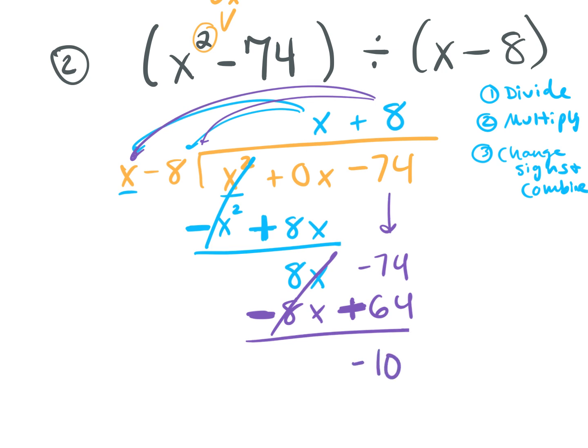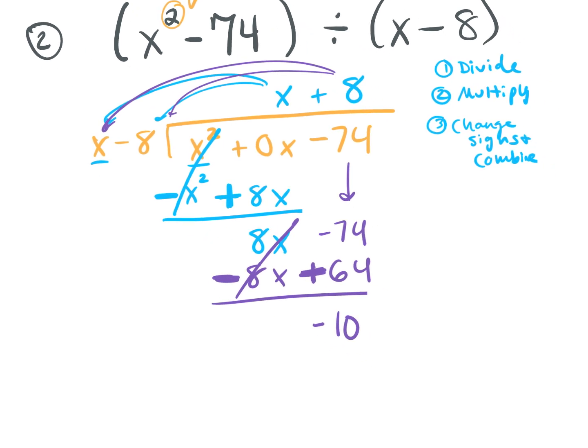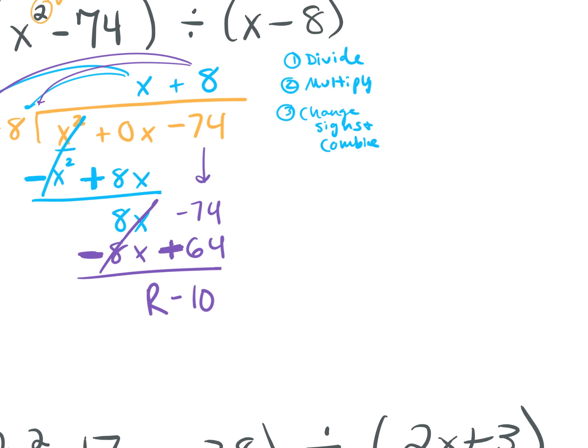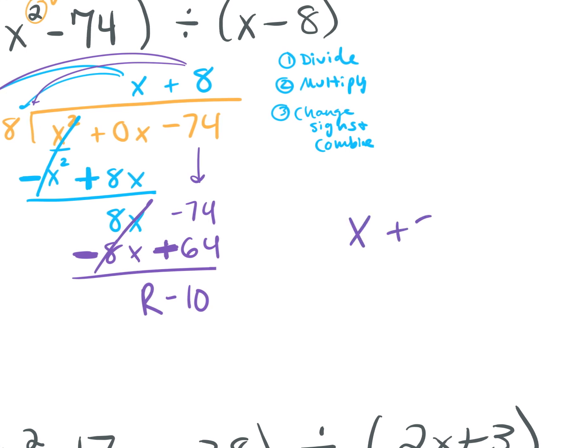Negative 74 plus 64 would be negative 10. Can I divide negative 10 by x? Can I take away any x's here? No. So this is going to be our remainder. So our answer would be x plus 8, remainder negative 10.